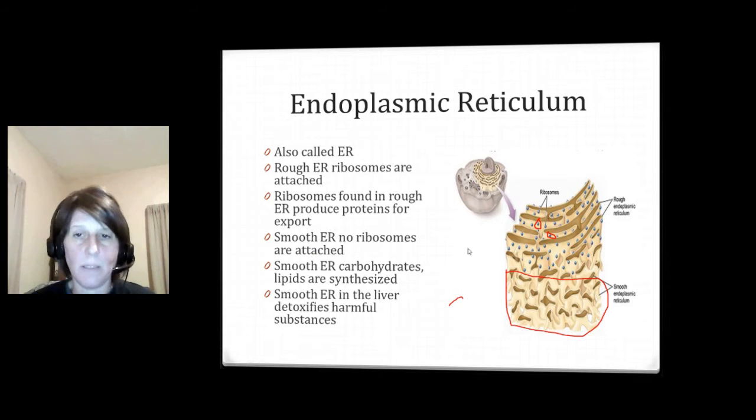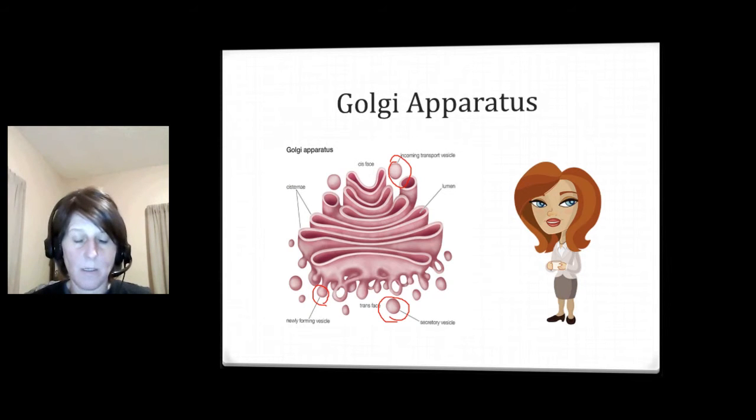The smooth endoplasmic reticulum here that I have circled in red, notice that there are no ribosomes attached. The smooth ER is responsible for the synthesis of carbohydrates and lipids. Smooth ER is also found in your liver, and it helps to detoxify harmful substances.